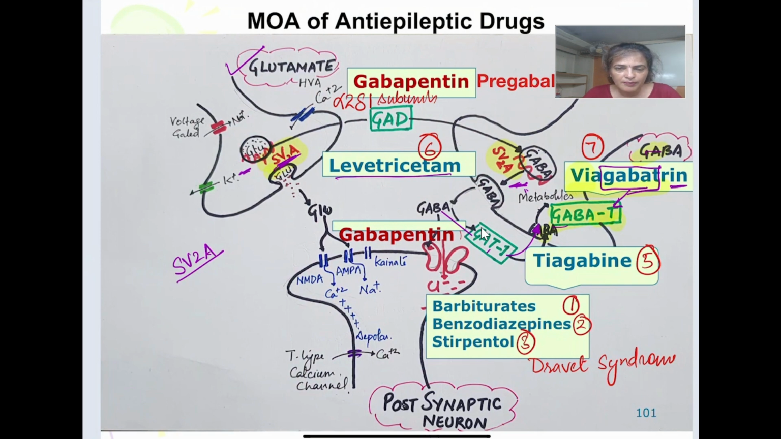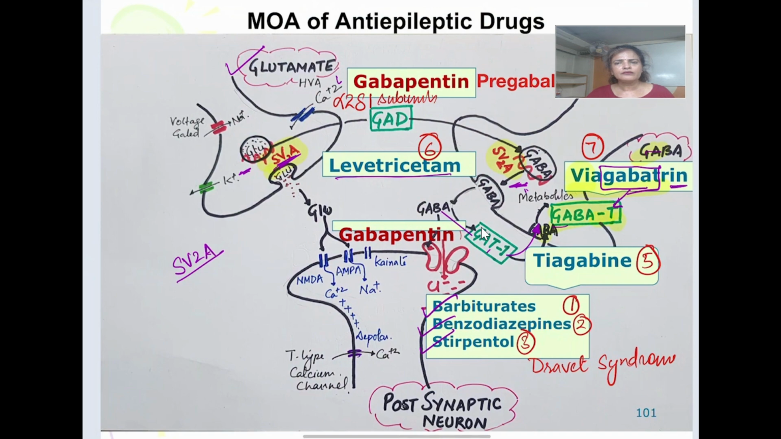So this was about the drugs which are going to facilitate the GABAergic neurotransmission. I repeat it again: barbiturate, benzodiazepine, stiripentol, which is a newer drug. Then we have the GABA analogs, gabapentin and pregabalin. Then we have tiagabine. Then we have levetiracetam, and then we have vigabatrin.